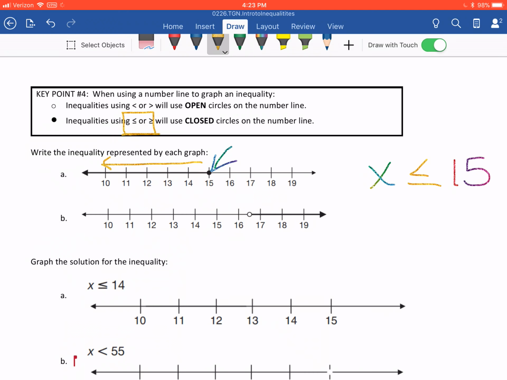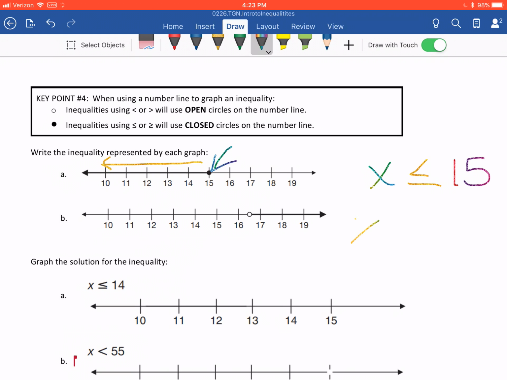Let's look at number 2. I know that x needs to have some sort of relationship to around 16 and a half. 16 and 5/10 is about where I'm going to estimate that dot to be. My solution set includes everything in this direction. Everything in that direction is greater than 16 and a half, so I'm going to put a greater than symbol. And it has an open dot, so that means that 16 and a half is not included for possible options, so I'm going to leave my symbol just like that.